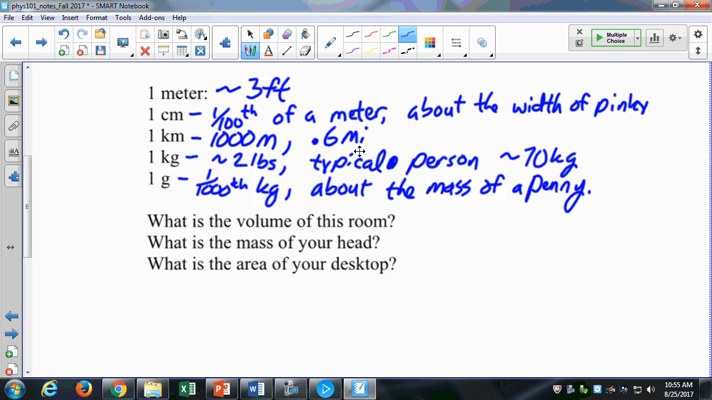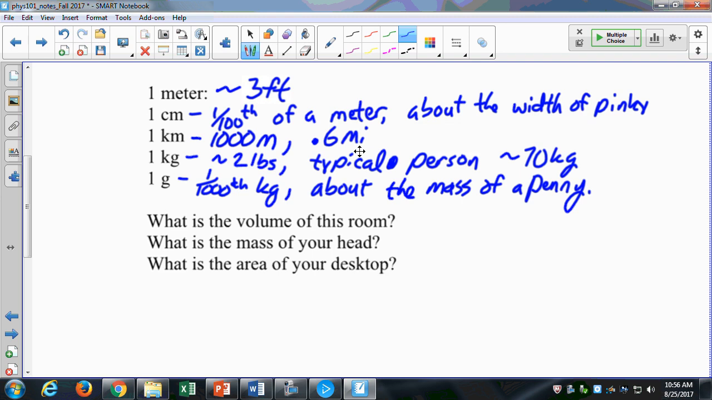All right, so for example, what is the volume of this room? Why don't you just take a moment? We've already told you roughly what the area is, say 800 square meters. It's a smallish house, this room, right, 800 square meter house.